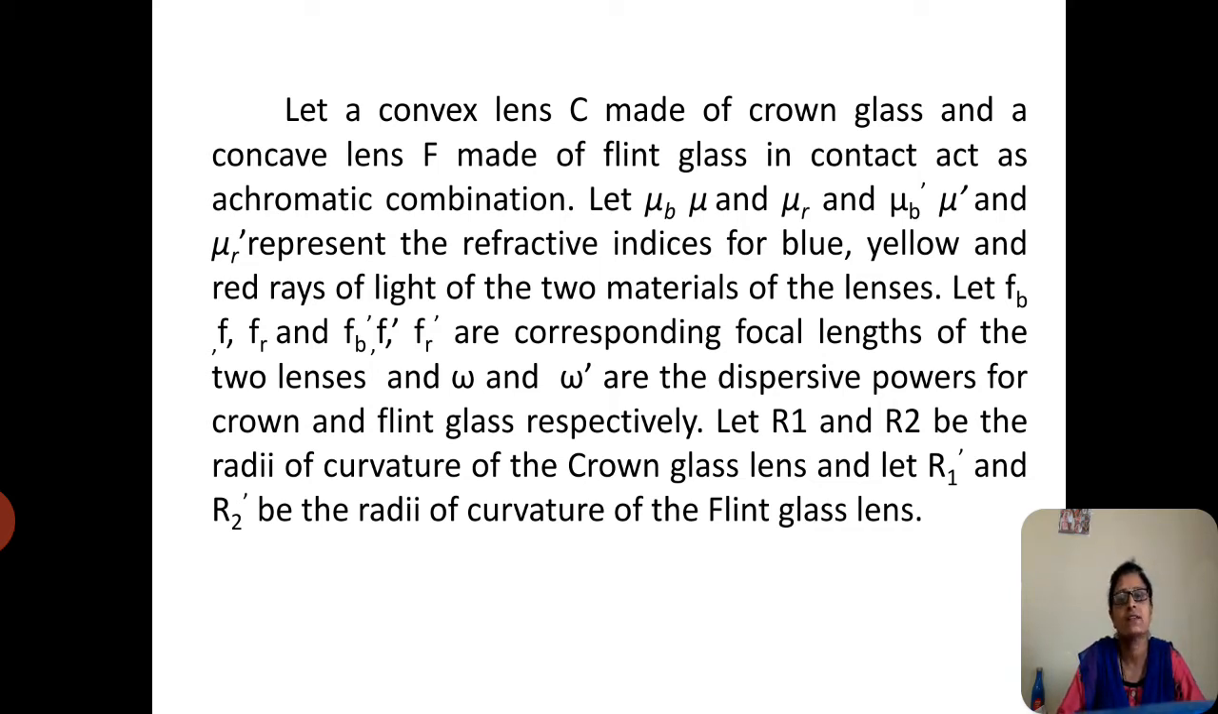and this combination acts as an achromatic combination. Let mu b, mu and mu r, and mu b dash, mu dash and mu r dash represent the refractive indices for blue, yellow and red rays of light of the two materials of the lenses, and fb, f, fr and fb dash, f dash, fr dash are the corresponding focal lengths of the two lenses, and omega and omega dash are the dispersive powers of the crown and flint glass respectively. Let r1 and r2 be the radii of curvature of the crown glass lens, and r1 dash and r2 dash be the radii of curvature of the flint glass lens.